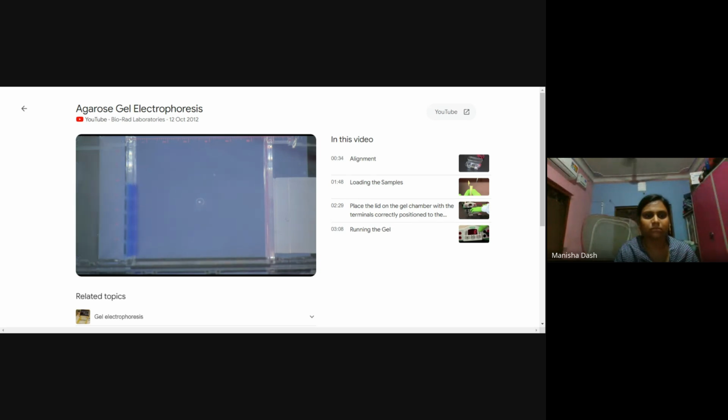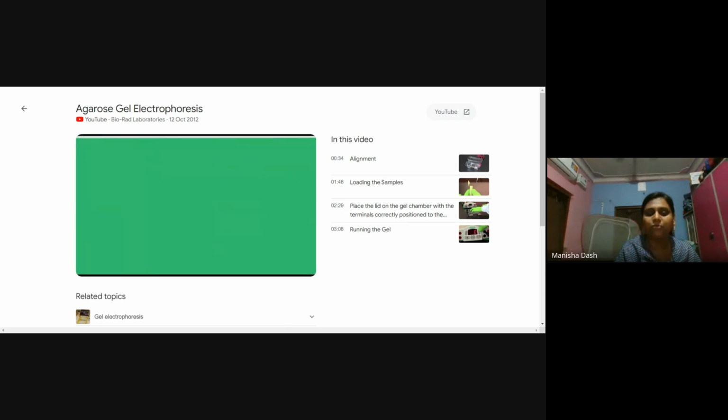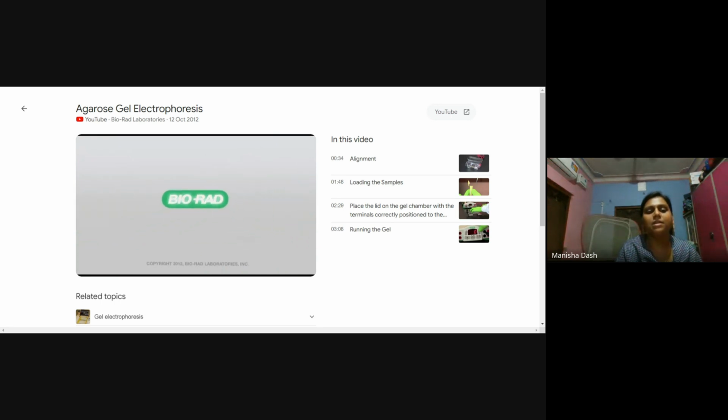Notice as your DNA samples run, the dye front moves from the negative electrode towards the positive electrode. The smaller the DNA fragment, the faster it migrates. So there you can see two bands. Actually, one band is the dye. The dye will be moving before the DNA sample, and the DNA sample will be just behind.